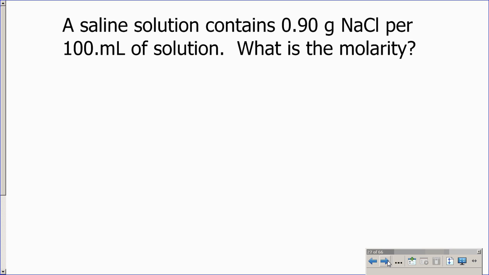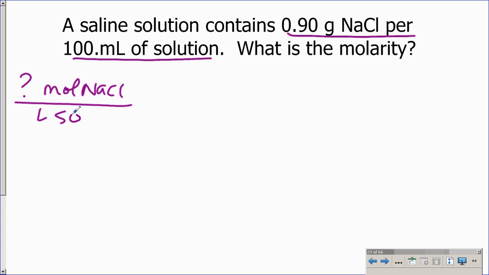So a saline solution contains 0.9 grams of sodium chloride per 100 mils of solution. What is the molarity? So again, what are we looking for? Moles of NaCl over liters of solution. Good. What are my givens? I'm starting with grams, right? So tell me what I'm doing. Loud and proud, you got this.